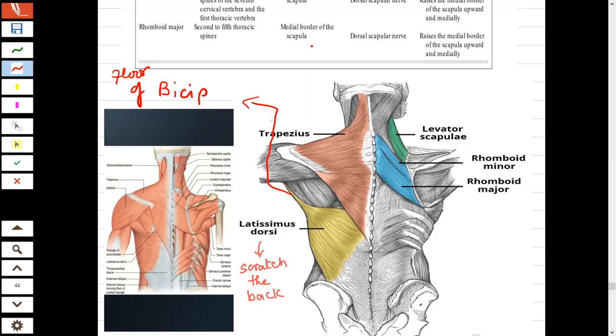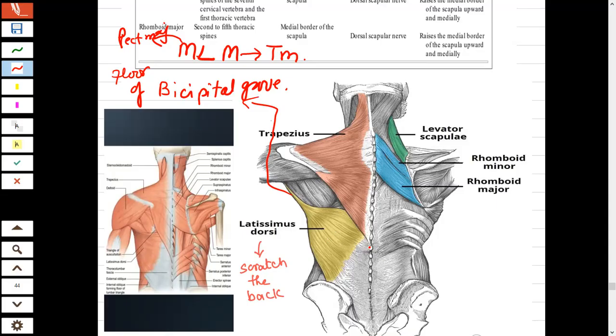Floor of bicipital groove. Okay. I explain you the mnemonic. Lady between two majors. Major which is on the medial lip, it is your teres major. Major on the lateral lip of the floor of the bicipital groove, it is your pectoralis major muscle. Okay.